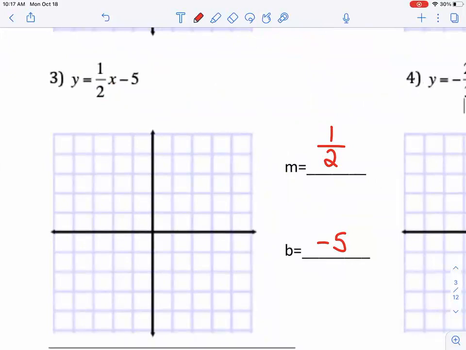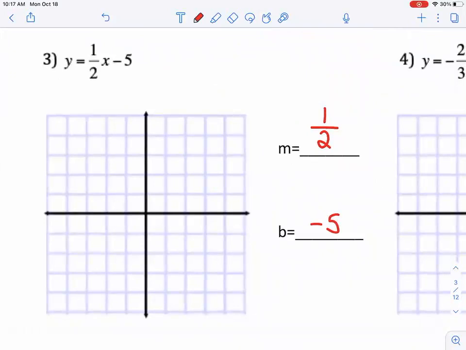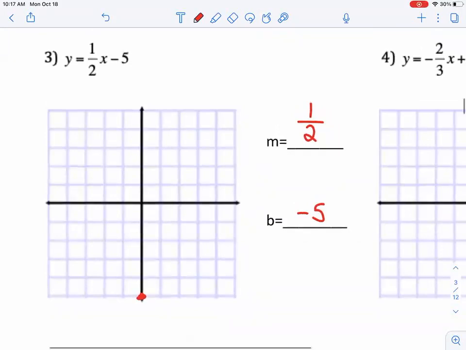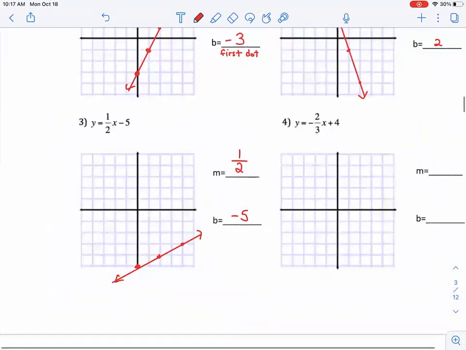So I start by putting a dot at -5. And then from that dot, I do my slope. I go up 1, because remember, that's rise over run. Up 1 and over 2. And then up 1 and over 2. And so that line would look like that.